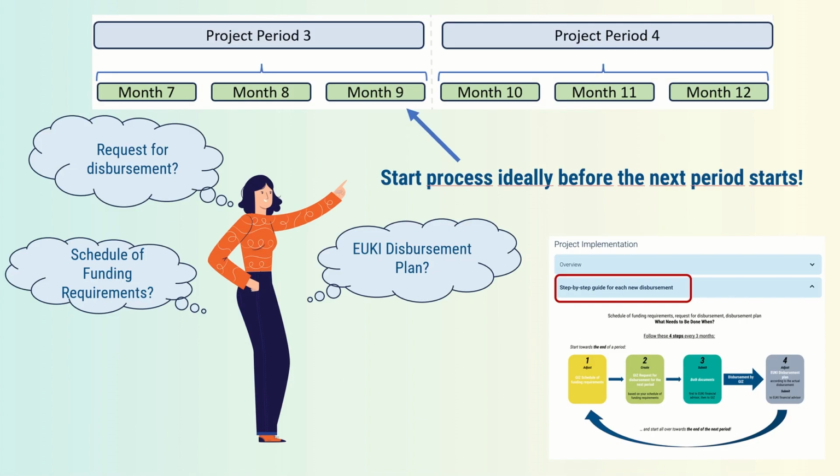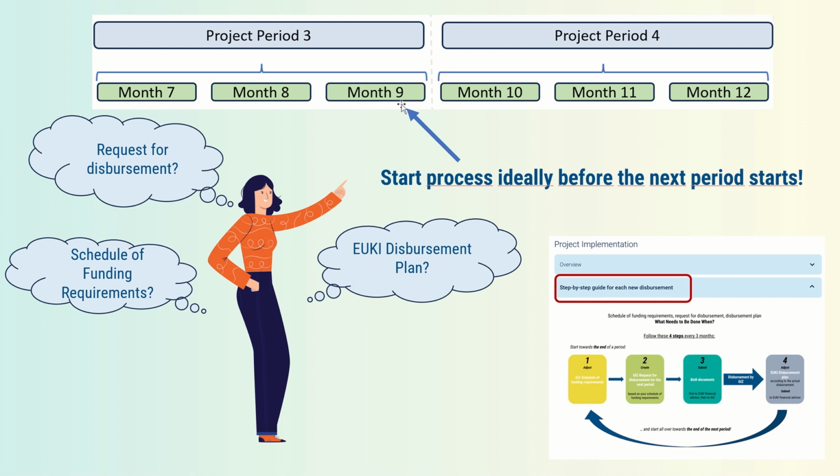Mara wonders. There are 3 key documents that play an important role in the disbursement process: the schedule of funding requirements, the request for disbursement, and the EUKI Disbursement Plan. To have enough time to prepare everything properly and to receive the next disbursement on time at the beginning of the new period, Mara starts the whole process now, at the end of the currently ending period.